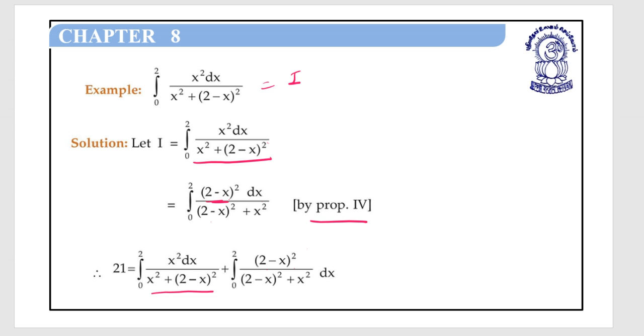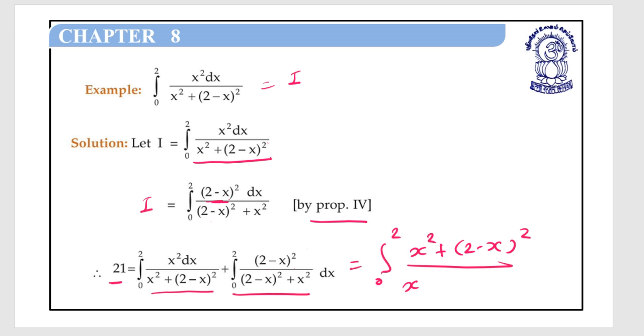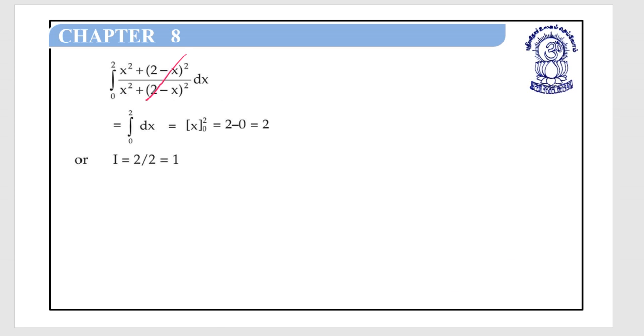upon 2 minus x square plus x square. This is also I, and I plus I is 2I. So 0 to 2 of x square plus 2 minus x square upon x square plus 2 minus x square dx. So both cancel. 0 to 2 dx, integration of dx is x. 0 to 2, 2 minus 0 is equal to 2. So here 2I is equal to 2. So I is equal to 2 by 2, which is equal to 1.